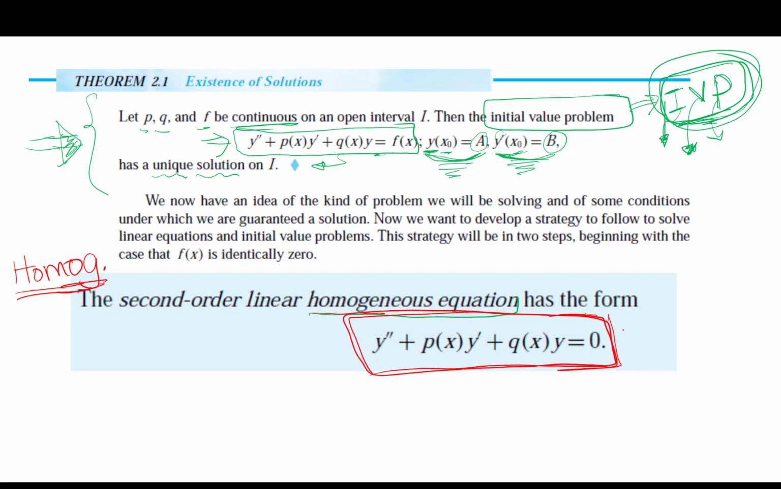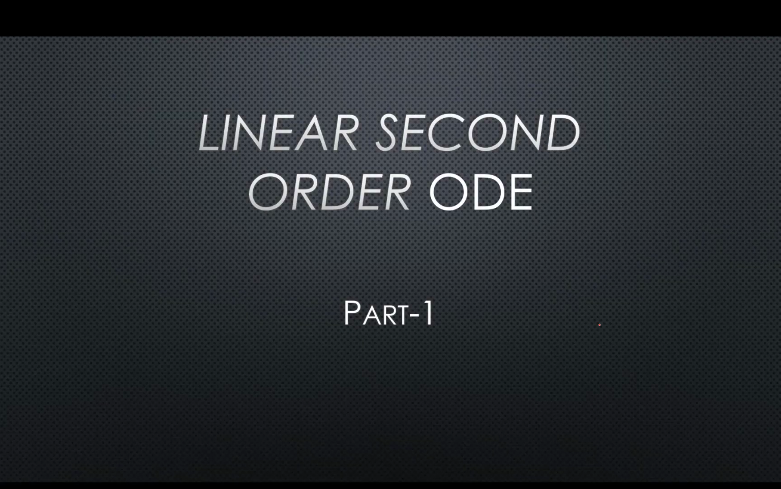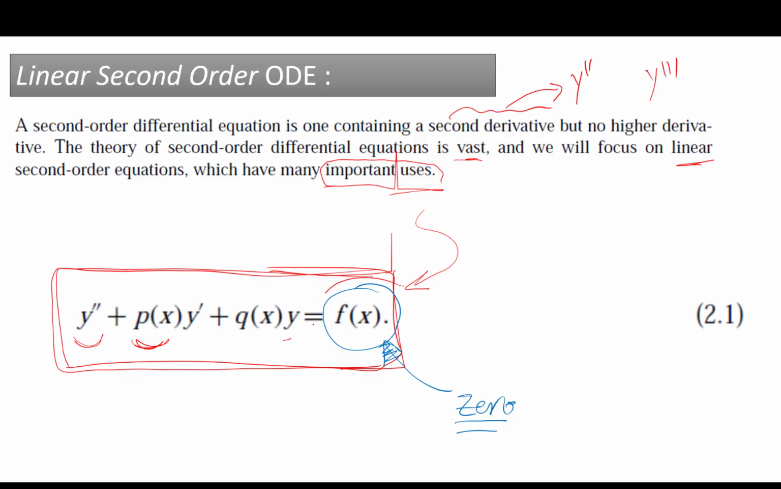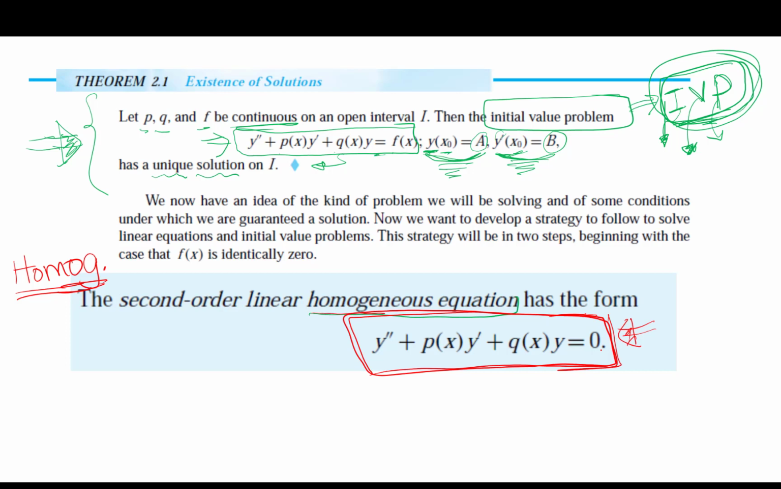The second order linear homogeneous equation has this form. As you can see, this form is different than the original form. Let's go to the original form that we started with. In the original form, the right hand side has a function, but here the right hand side is exactly 0. This is what we call the form of the second order linear homogeneous equation.